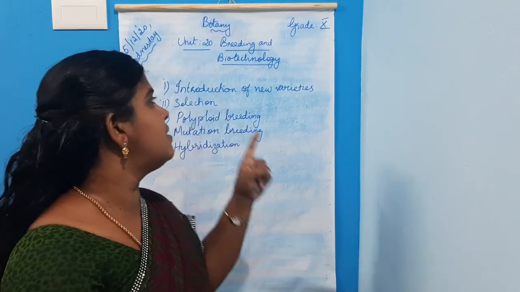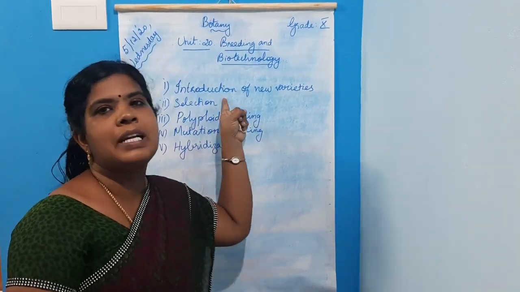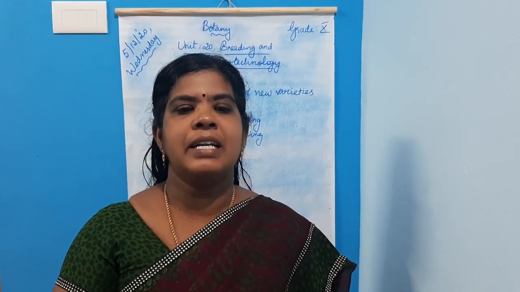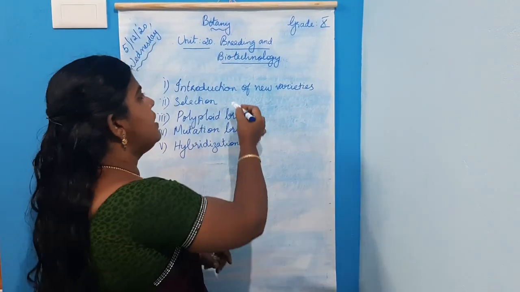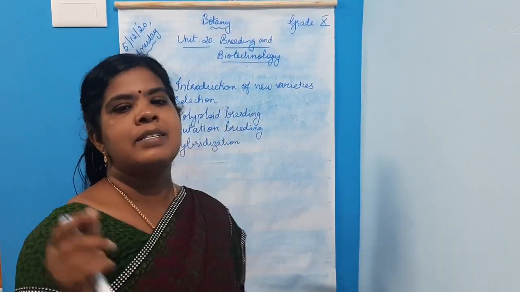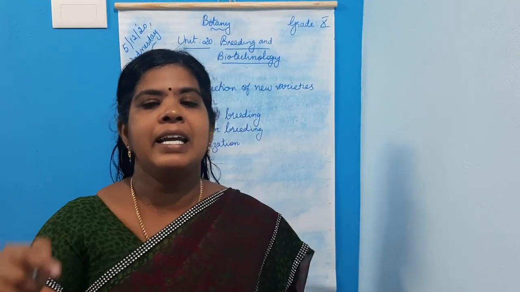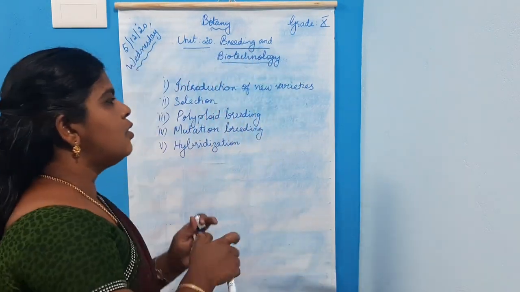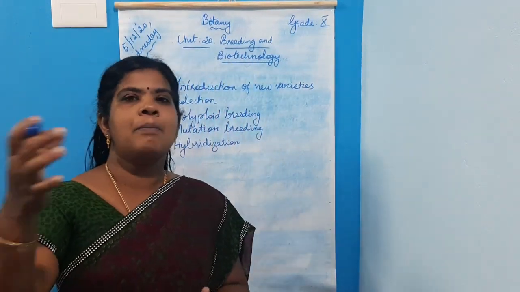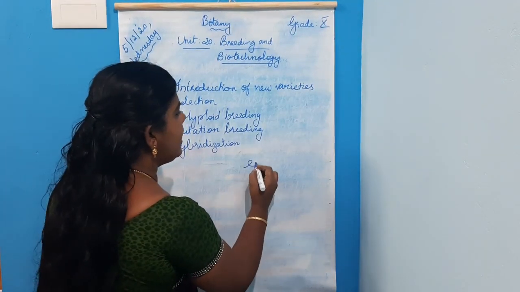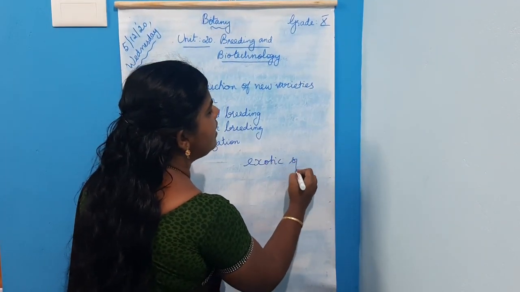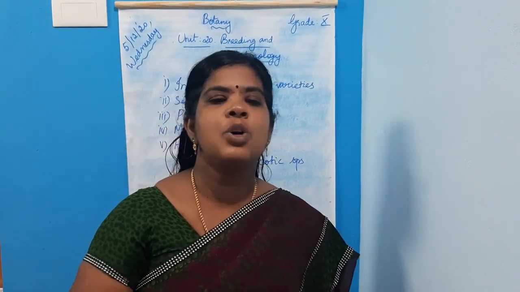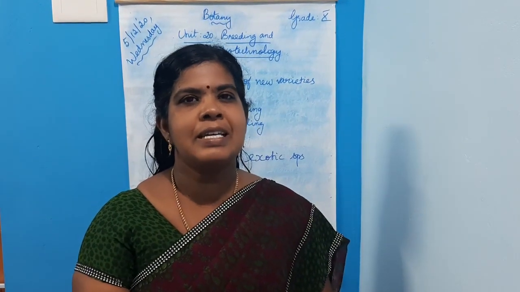First, what is the first step? Introduction of new varieties of plants. It is the process of introducing high yield varieties of plants from one place to another. Plants which are introduced from one place to another are called exotic species. What are called exotic species? The plants introduced from one place to another. For what purpose? To increase the production.